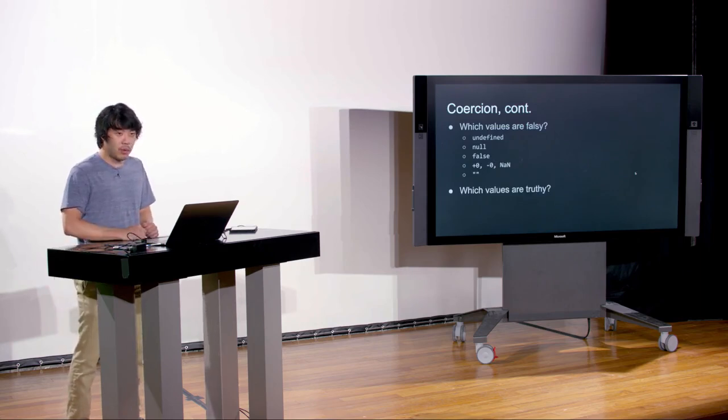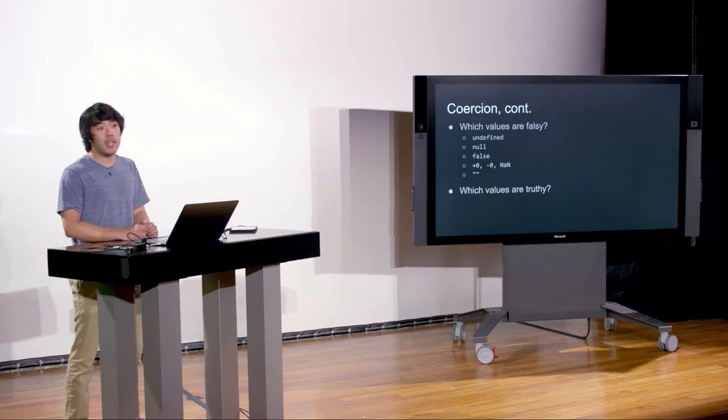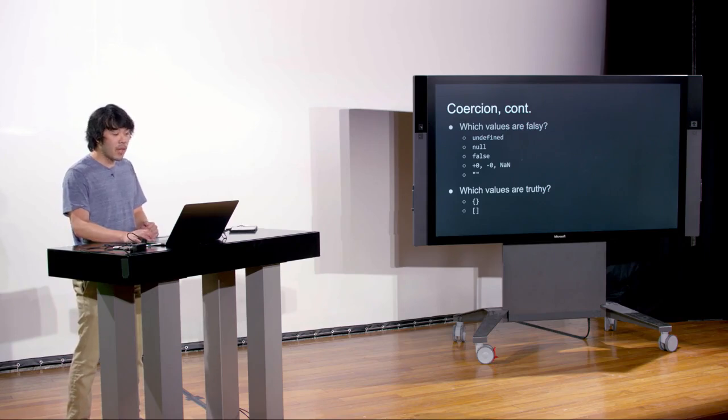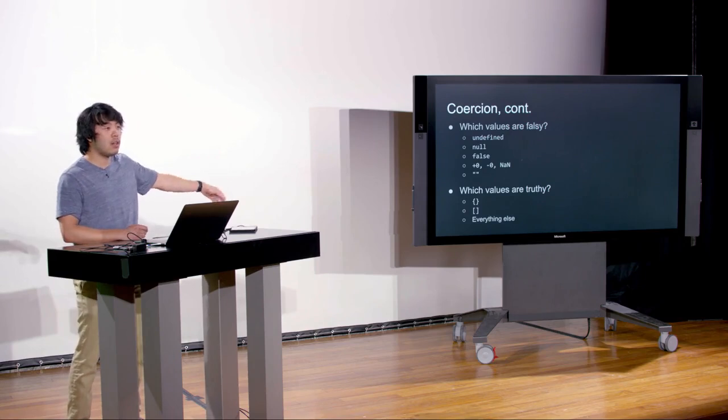So who can name some truthy values? Somebody said two, which is a valid one. Three, four, every other number other than zero, negative zero, and not a number. Empty array is also truthy, and empty object. And literally everything else. Anything other than those falsy values right there is truthy.